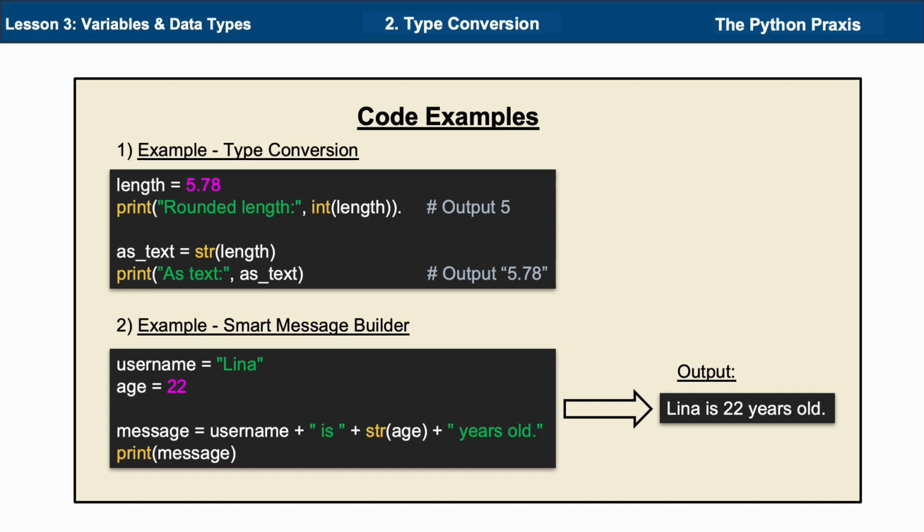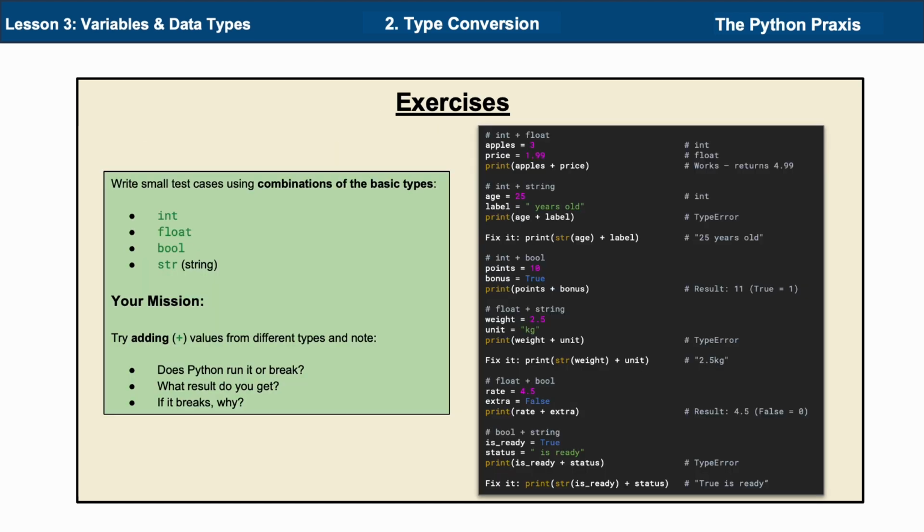Let's start with the type conversions. Length equals 5.78, print rounded length, int(length), and it prints 5. As text equals str(length), print as text, and it prints 5.78 inside quotes as text. Now let's see the smart message builder example. Username equals "Lena". Age equals 22. Message equals username plus " is " plus str(age) plus " years old". Now the message reads beautifully as "Lena is 22 years old." No errors, just clarity. Let's wrap this up with a quick mission.